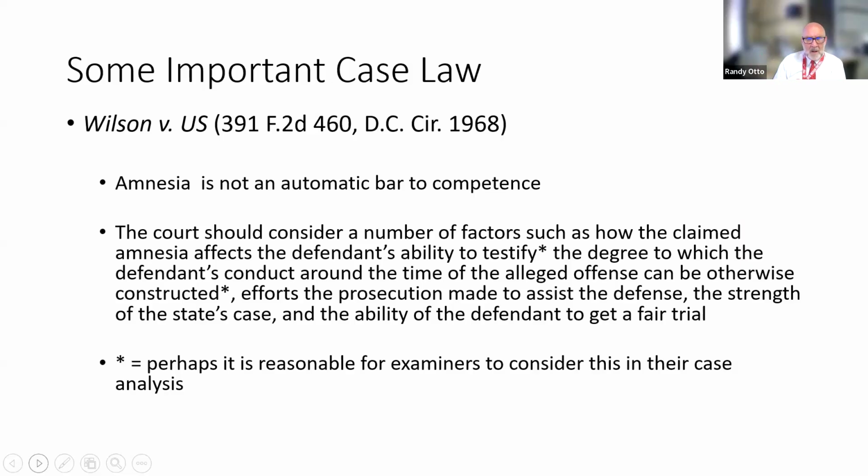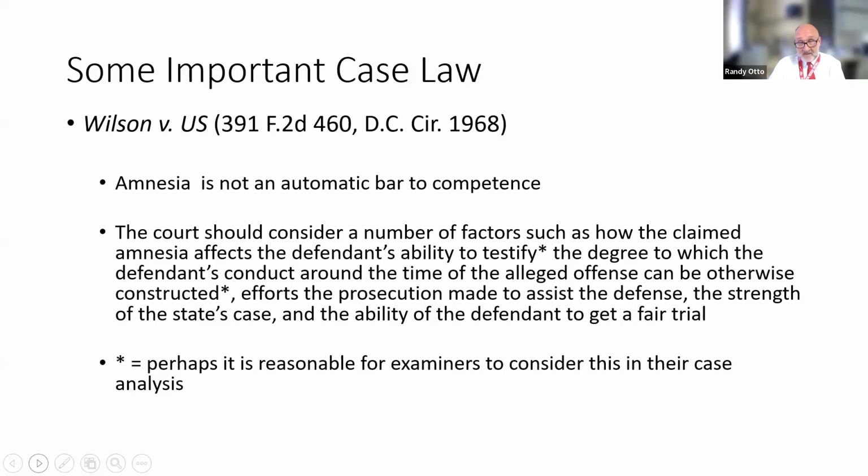Let's talk about some important case law. Many of you are probably familiar with this seminal case, which is Wilson versus the United States. Some people get confused about the holding. Again, it's not a Supreme Court case, but it does come to us from the federal courts. The background of Mr. Wilson is that he allegedly committed a criminal act and was fleeing from the scene, was involved in a motor vehicle accident, and then sustained a significant head injury that resulted in some meaningful impairments.